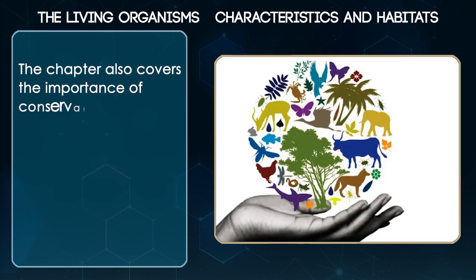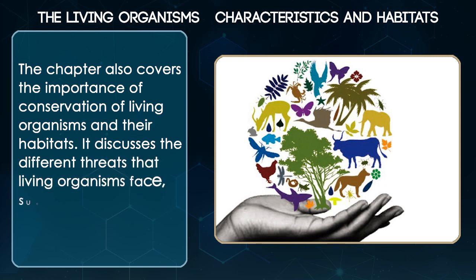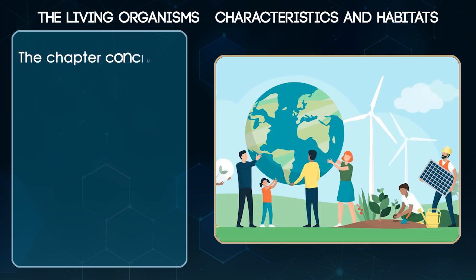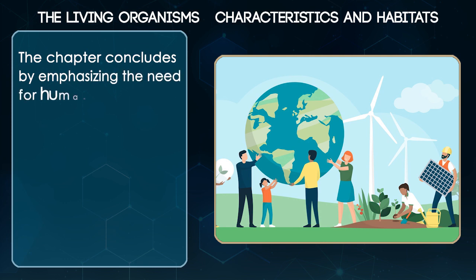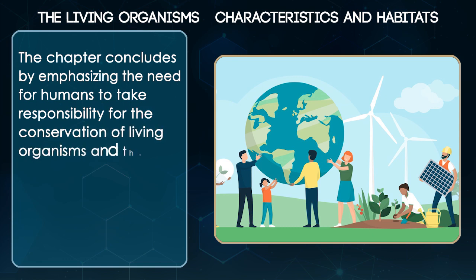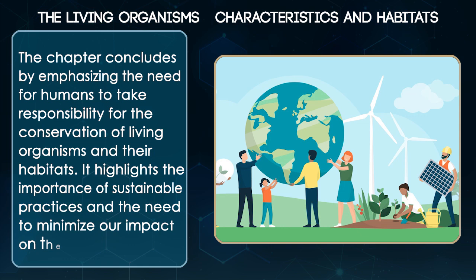The chapter also covers the importance of conservation of living organisms and their habitats. It discusses the different threats that living organisms face, such as habitat destruction, pollution, and overexploitation. The chapter concludes by emphasizing the need of humans to take responsibility for the conservation of living organisms and their habitats. It highlights the importance of sustainable practices and the need to minimize our impact on the environment.